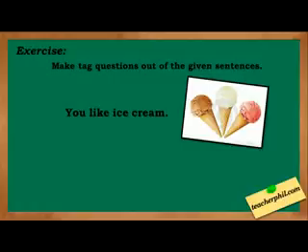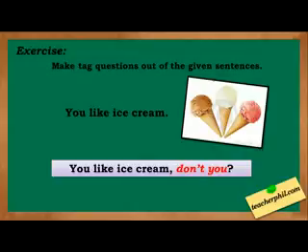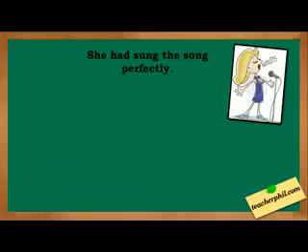The correct answer is, you like ice cream, don't you? We don't have an auxiliary verb here. We only have the main verb like. Therefore, we need to use the verb do since our subject is considered plural, you. The second one, she had sung the song perfectly.